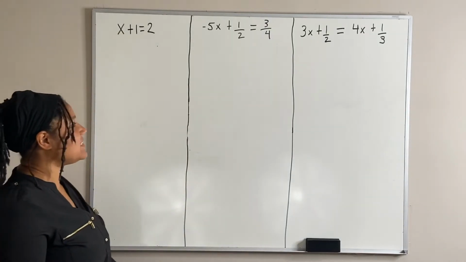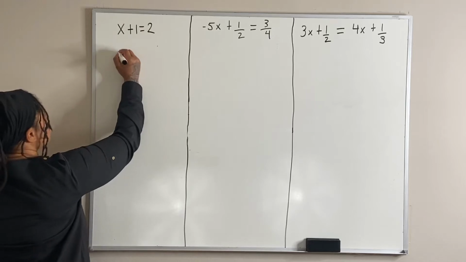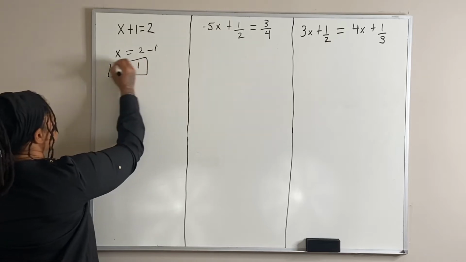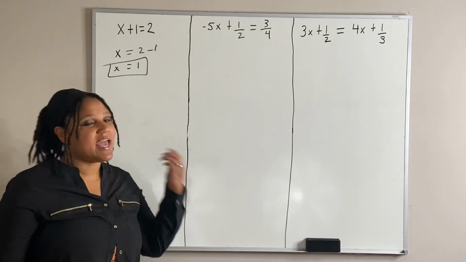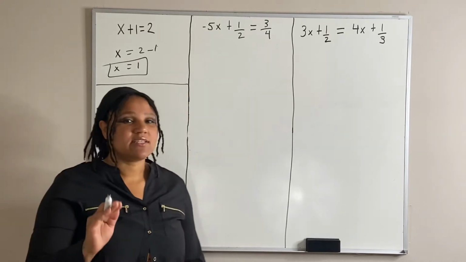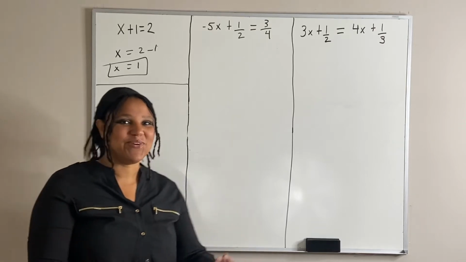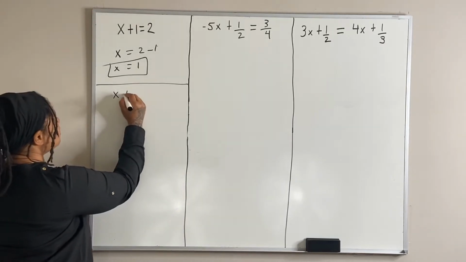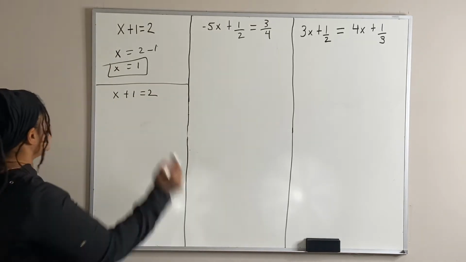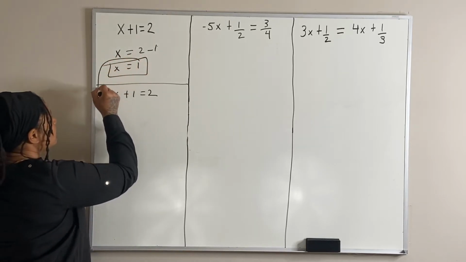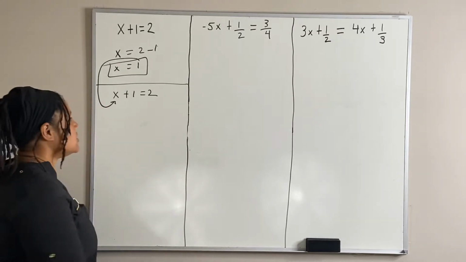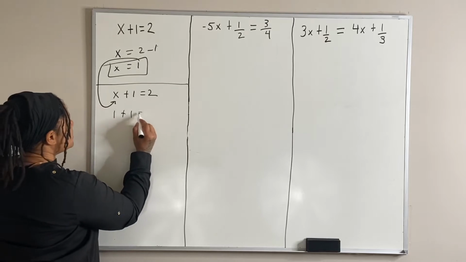Okay, so we have 3 sets of examples and I'm just going to run through solving for X really fast. Here in our first example, we say that X is equal to 1. We want to check to make sure that X is equal to 1. What I'm going to do is rewrite the equation here, take my X and plug it in where I see X. So I'm going to say 1 plus 1 is equal to 2.